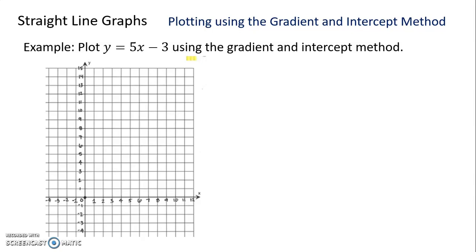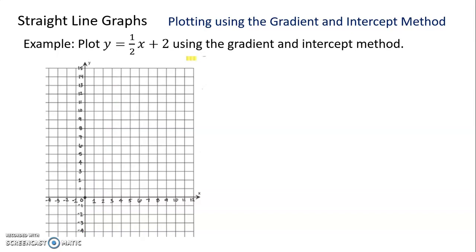Okay, so for this one, you should have plotted your intercept at -3 on the y-axis, and then it should have been along 1 up 5, along 1 up 5, along 1 up 5, and then you should have joined those up with a nice straight line. If your points don't sit on a straight line, then you have done something wrong and you need to go back and double check your working.